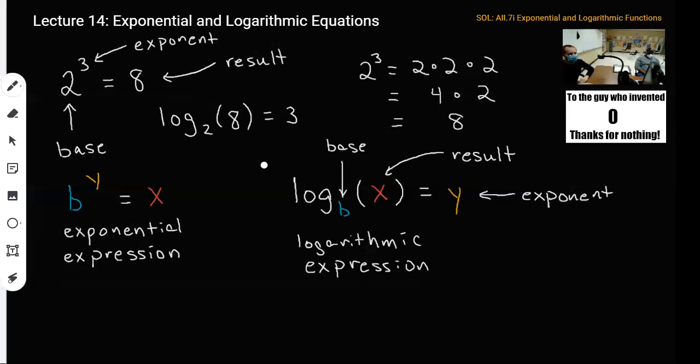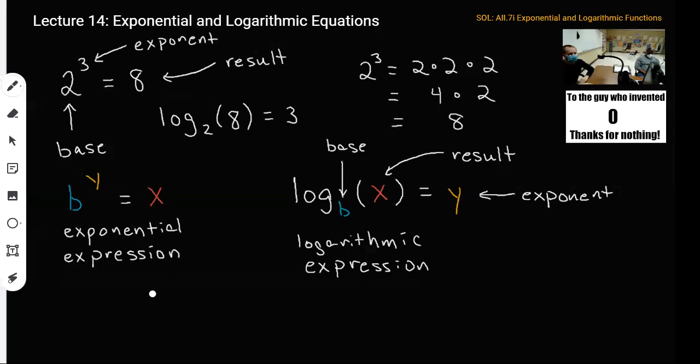Okay? So this is really asking the question, what exponent do you need to raise 2 to so that you can get to 8? What exponent do you have to raise 2 to make sure that you get to 8? And that's going to be the 3. So the exponent is always going to be on the other side when we're doing logarithms. And the result is going to show up inside the parentheses. Okay?